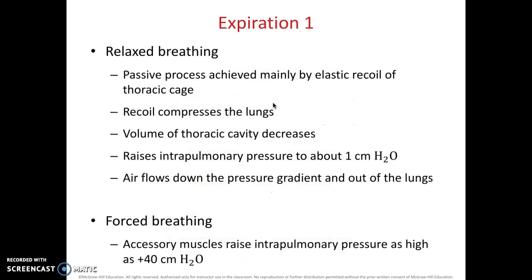So during relaxed breathing, expiration is a passive process that's achieved mainly by the elastic recoil of the thoracic cage. So kind of think of when you snap a rubber band and it recoils. That recoil then compresses the lungs and the volume of the thoracic cavity decreases. This raises the pressure within the lungs, or the intrapulmonary pressure, and makes air flow out of the lungs because of the pressure gradient. During forced breathing, accessory muscles act to further raise intrapulmonary pressure, and that forces more air to be expired.